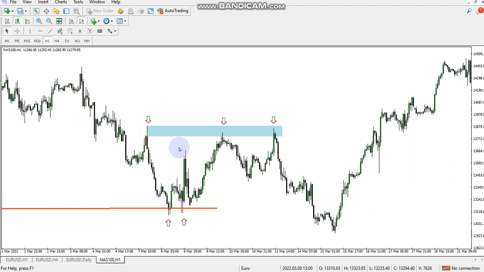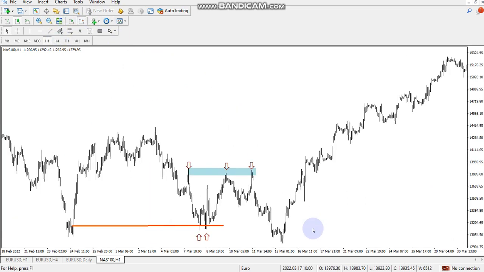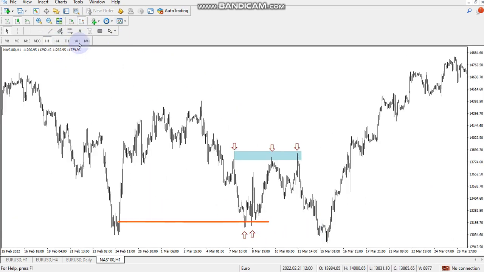Let's check what happened. Let's zoom out a little bit. Then if you check, as we had that rejection block from there, we had that rejection block from there. If you still remember, I'll zoom it in. The one that we got a dual retest, and then what happened? Then something like this happened.